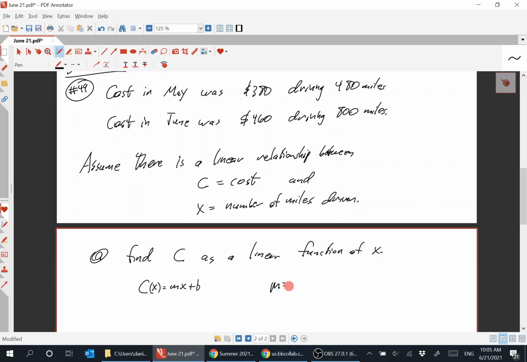All right, m is equal to the slope, which is rise over run, which is what, in this case, given these numbers up here? 380 over 480? Well, these are the cost values. These are the C values. These are the x values. 380 over 460 and 480 over 800 then? Well, it's the rise, which is the change in y, the change along the y-axis over the change on the x-axis.